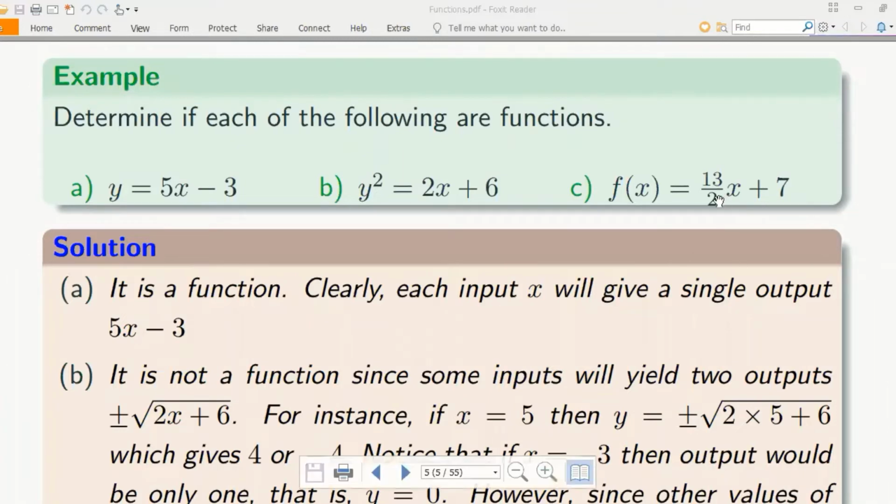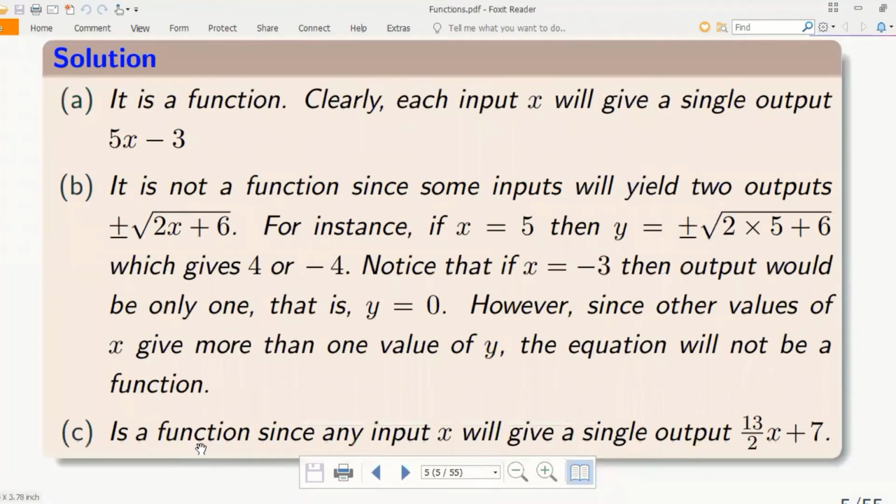So if I input a value of x, I expect to get a single value of y. Because for instance, if I were to put 1 here, since there's no square or cube on this side, I expect to get a single value of y. And that's what I've written here. C is a function with a single output, 13 over 2x plus 10.